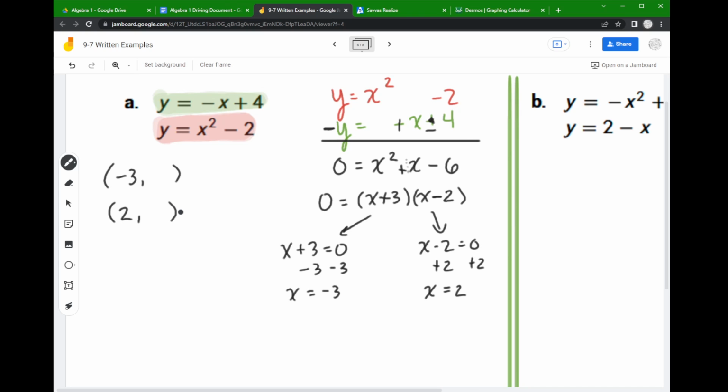My next thing, right, is to get my y values. So I could choose whether I want to use the red equation or the green equation. Either one will work. I just find that the linear equation's easier. So I'm going to go with the linear one.